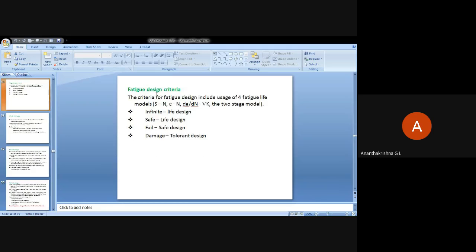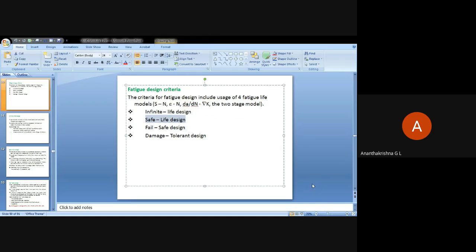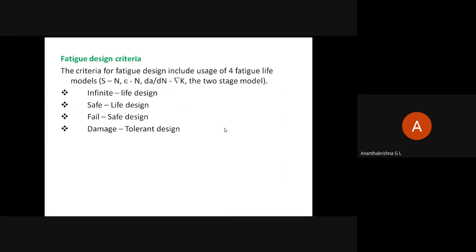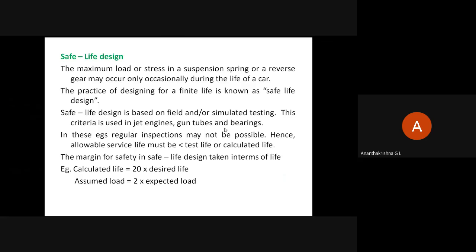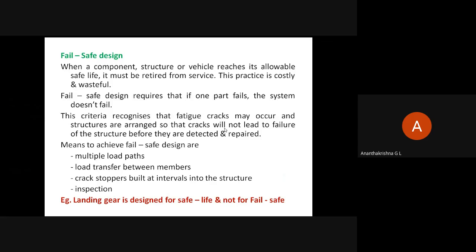Okay, so I'll just go through these. This is basically fatigue design criteria, which is infinite life design, safe life design, fail-safe design, and damage tolerant design. Infinite life design requires local stress or strains to be elastic and safely below the pertinent fatigue limit. In safe life design, calculated life will be 20 times the desired life. Have you written all these things? Yes, sir. In fail-safe design, landing gear is the example. It requires that if one part fails, the system does not fail. Even if one small part breaks or fails, the entire system should not fail. That is what fail-safe design is.